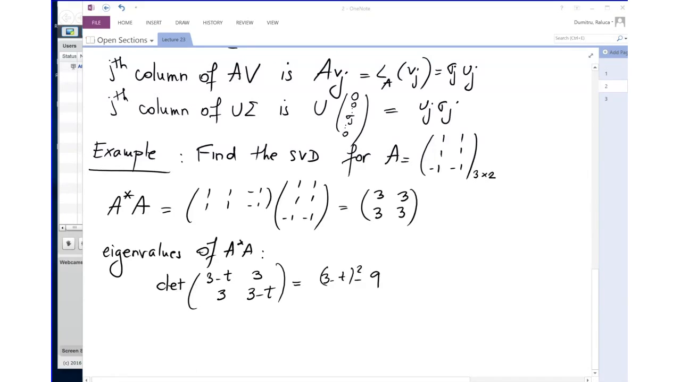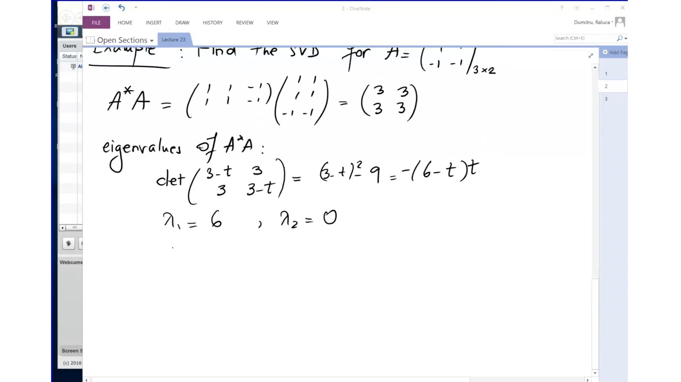Which is t times 6 minus t. So it has two eigenvalues, 6 and 0. Therefore, the matrix A has a singular value, the square root of 6. Right, you just take the positive one and take the square root of that. So what's the matrix sigma from the theorem?